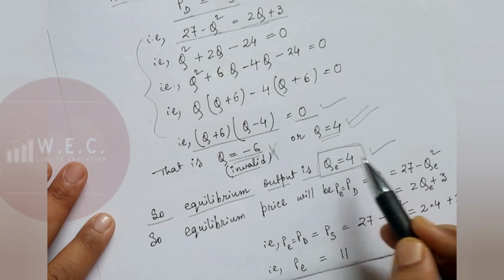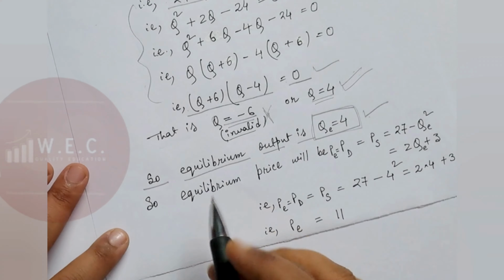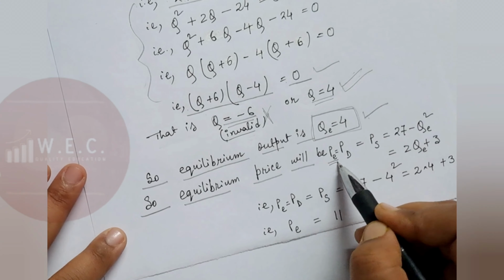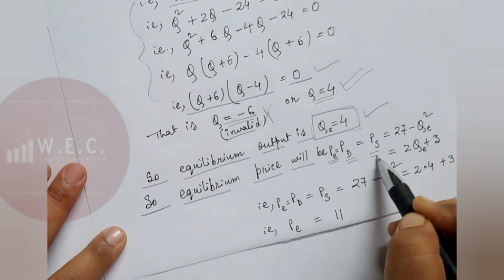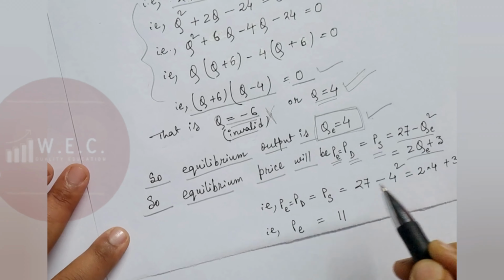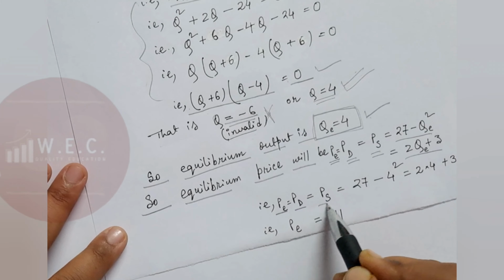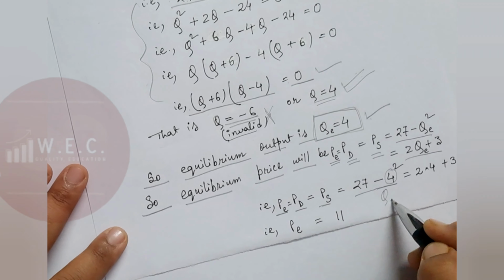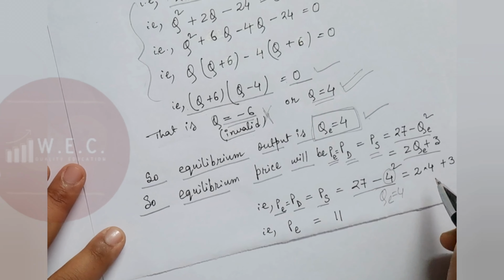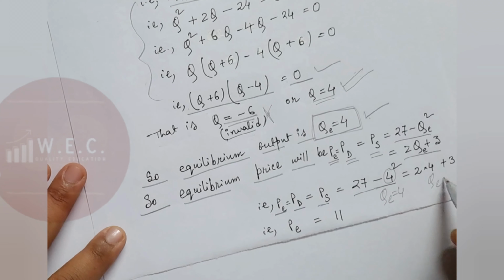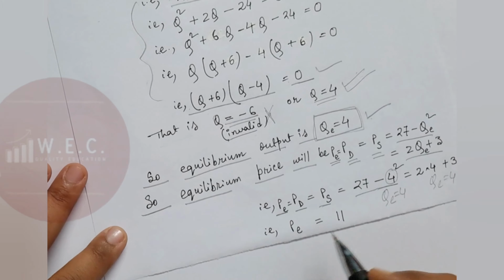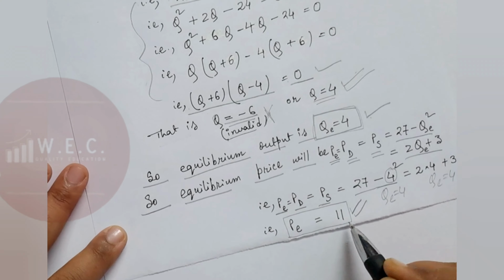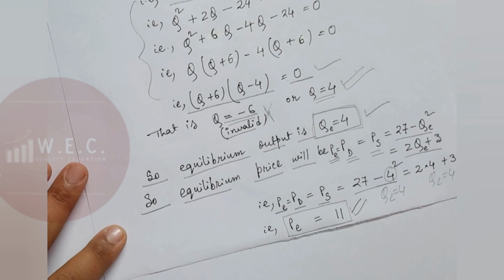So the equilibrium price, PE, will be 11. How can we calculate the equilibrium price? Put the value of Q in either equation, PD, the demand function, or PS, the supply function. Put the value of Q in any equation, and you will get the same value, that is P equals 11. The equilibrium price is equal to 11.